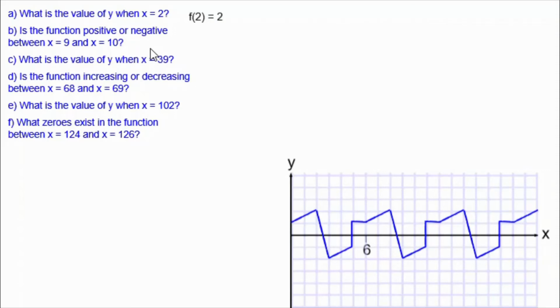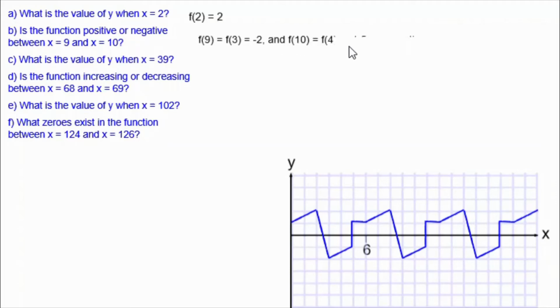For B, I need to decide if the function is positive or negative, that is, above or below the x-axis, between x equals 9 and x equals 10. Even though that's in the second cycle of my period, I can still see it on this graph because the graph goes well beyond x equals 9, x equals 10. I can see that my function is below the x-axis the entire time between x equals 9 and x equals 10. So I can answer my question just by looking at the graph.